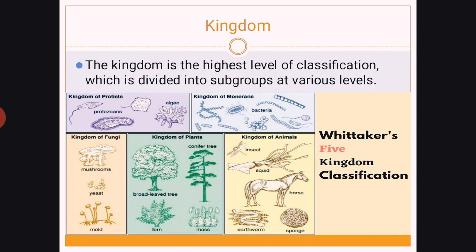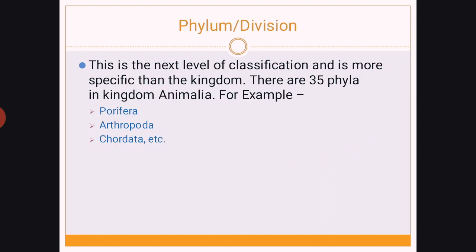The first category is kingdom, and as I said earlier, it is the highest level of classification. In 1969, Robert H. Whittaker proposed a system which recognizes 5 kingdoms of living things: Monera, Protista, Fungi, Plantae, and Animalia. Each of these kingdoms is further divided into another category, which is termed phylum or division.